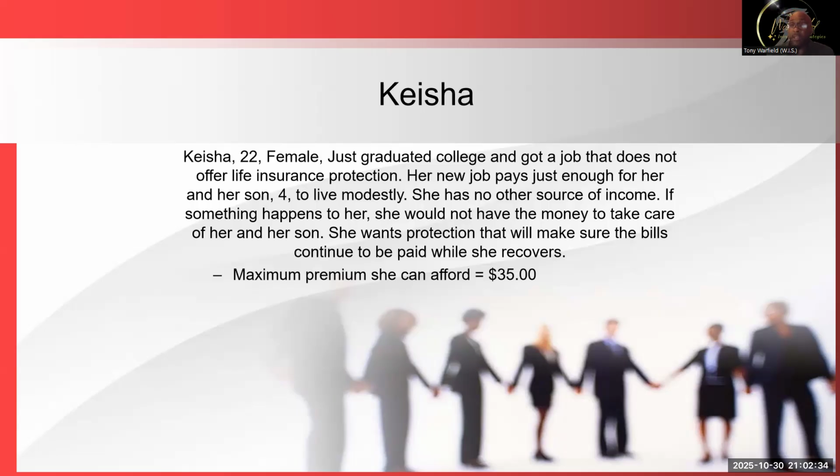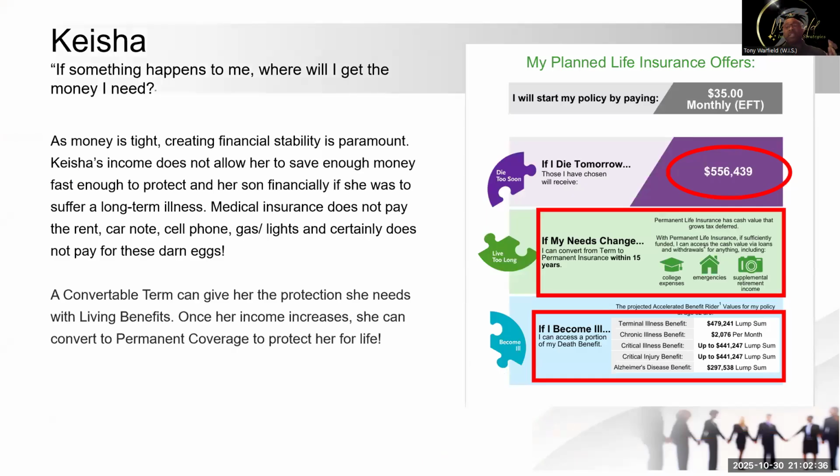Now, that being said, if she's only got $35 and she needs coverage, we need to start looking at a way to make sure that we can protect her with the money that she has available. So, as money is tight, creating financial stability is paramount. Keisha's income does not allow her to save money fast enough to protect her and her son financially. And if something happens to her, what's going to happen, right? Medical insurance does not pay for the rent, doesn't pay car notes, cell phones, gas, lights, and it certainly ain't paying for these eggs right now or that gas. We don't want to talk about that.